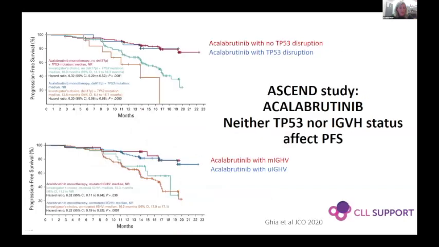Now, when we look in this ASCEND study, looking at these two high-risk features, I've already shown you with ibrutinib in the RESONATE study about the IGHV status. If we look at the bottom panel here first, just concentrating on the red and the blue lines at the top, where we're looking at the comparison of mutated IGHV or unmutated IGHV status treated with acalabrutinib, you can see those red and blue curves are overlapping. So the IGHV status is not affecting the progression-free survival with acalabrutinib, just as it wasn't affecting the outcomes with ibrutinib in the long-term follow-up from the RESONATE study. And then in the top panel, you can see that the P53 is also not affecting outcome with acalabrutinib in this ASCEND study, whether patients did or didn't have a P53 aberration.